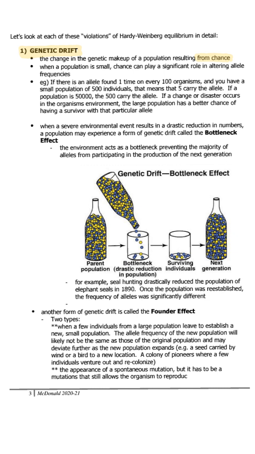So for example, if you had an allele that's found one time in every 100 organisms, let's say, and you have a population that has 500 individuals in it, that would mean that 5 of them carry the allele. So if it's a 1 in 100 chance of having this particular trait, in a population of 500, there should be 5 individuals that have this particular trait. If the population is 50,000, then 500 would carry that trait, right? It's that 1 in 100 chance.